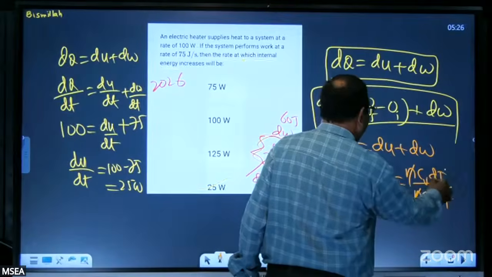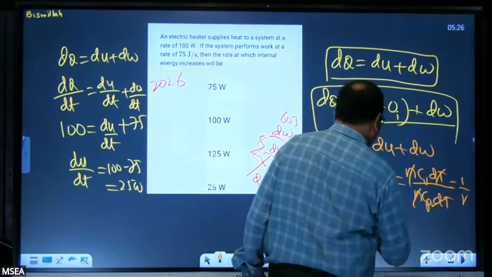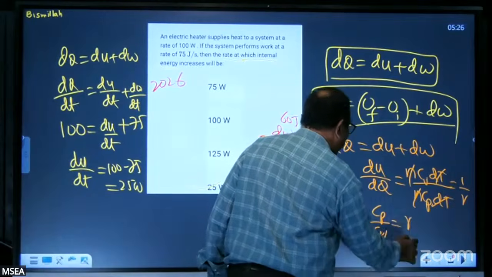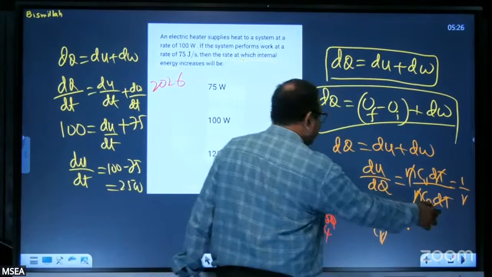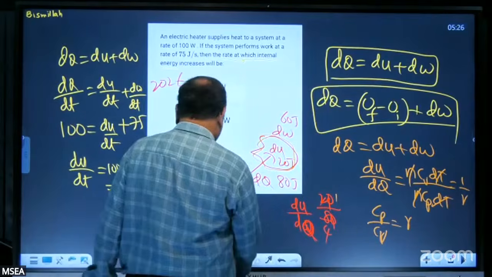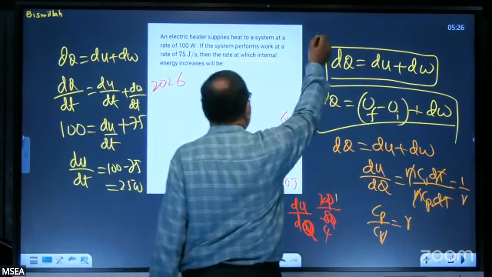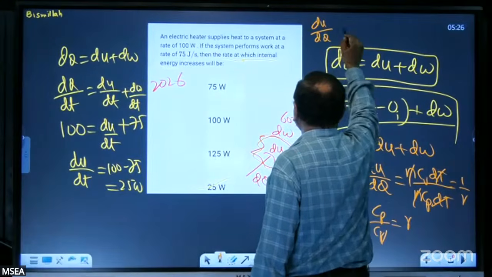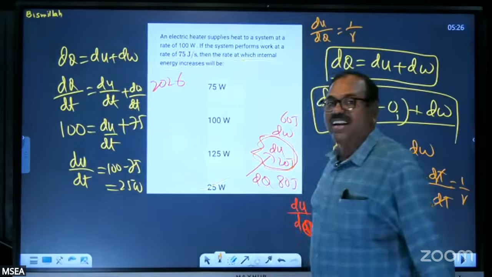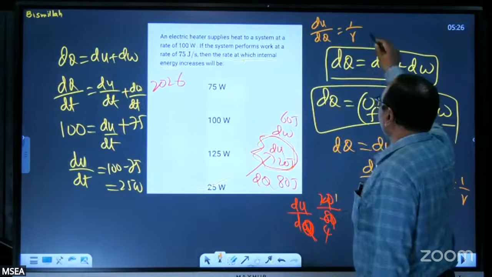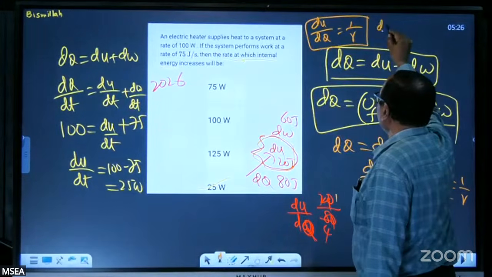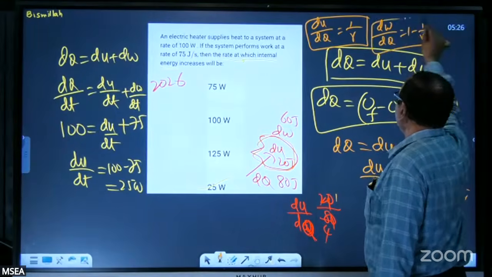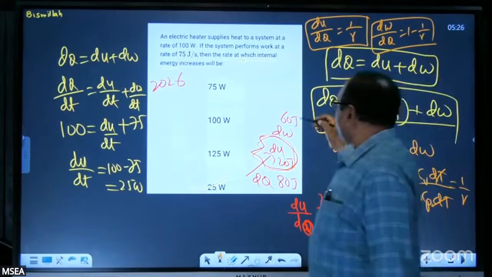Therefore, n cancels, dt cancels, and Cv by Cp, we know the ratio of specific heats is gamma, so Cv by Cp is 1 by gamma. Now, one important formula you have to remember: du by dq is the fractional increase in internal energy, du by dq is 1 by gamma. This is very important. And dw by dq is equal to 1 minus 1 by gamma. These are very important.